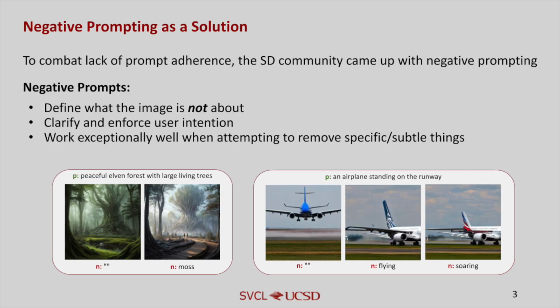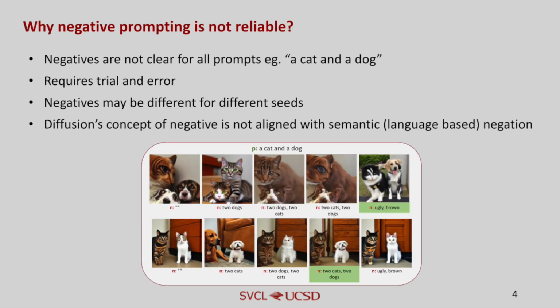To combat lack of prompt adherence, the stable diffusion community came up with the negative prompting concept, where negative prompts define what the image is not about and clarifies users' intention. These negative prompts work exceptionally well when attempting to remove specific or subtle things. While negative prompts do work well, most of the time it is unclear what these negatives are. Like there is no clear negative for a prompt, a cat and a dog.